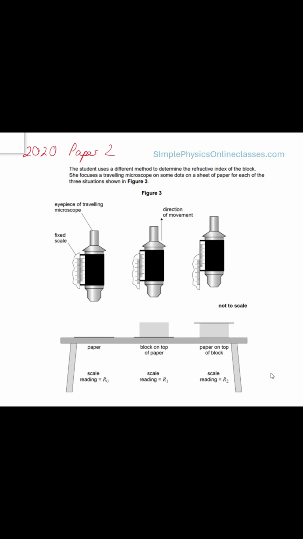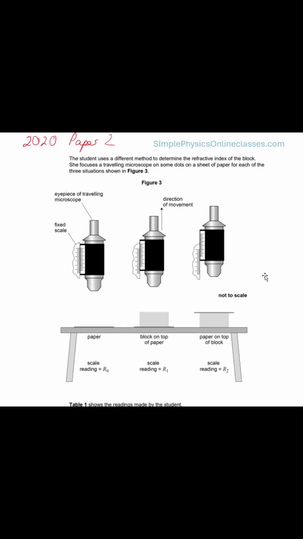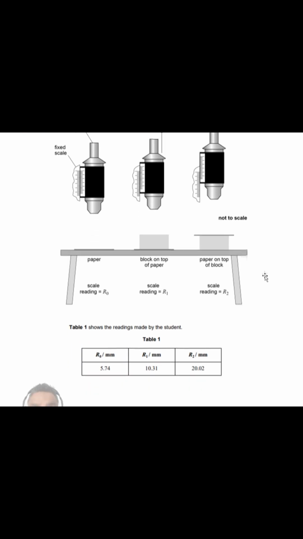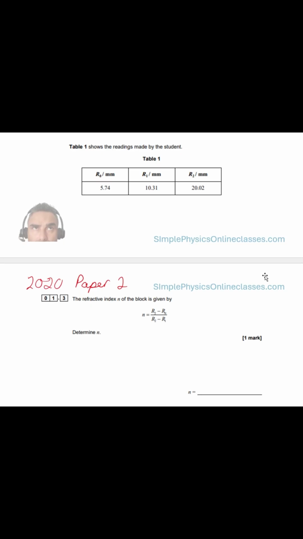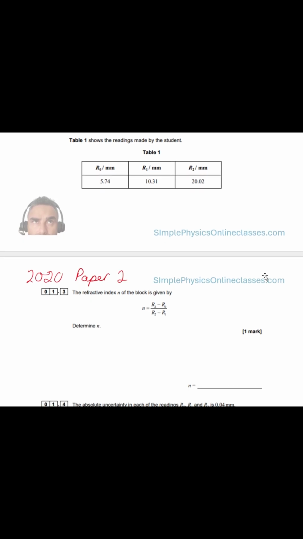Hello Ziad. So this question, 2020 paper 2: students use different methods to determine the refractive index of the block. Okay, so lots of info. Table 1 shows the readings made by the students. The refractive index n of the block is given by this formula. So determine n, so basically put the numbers in.